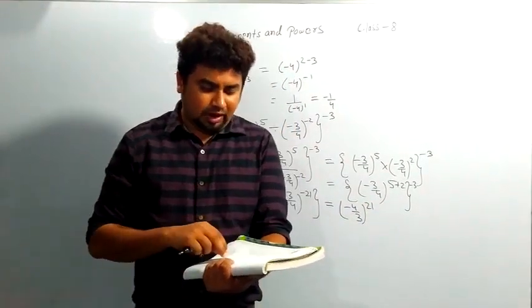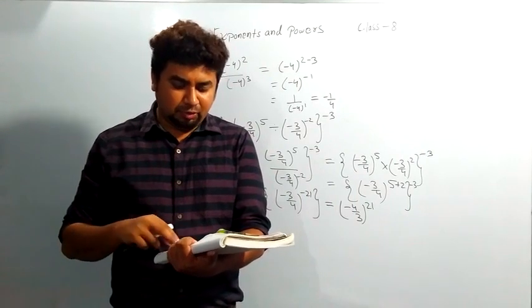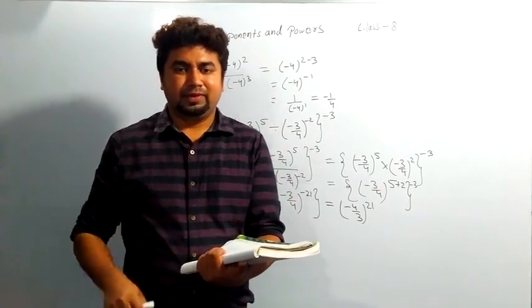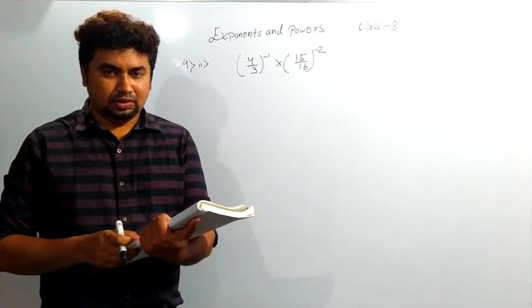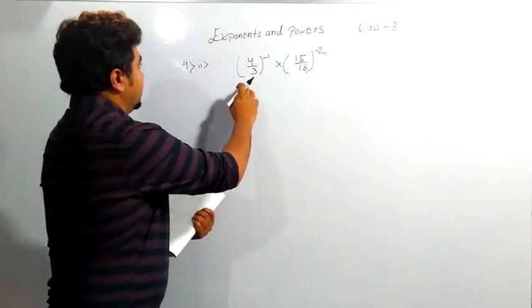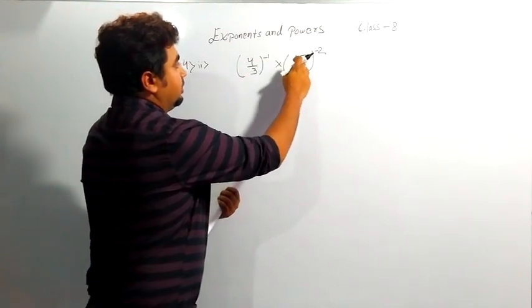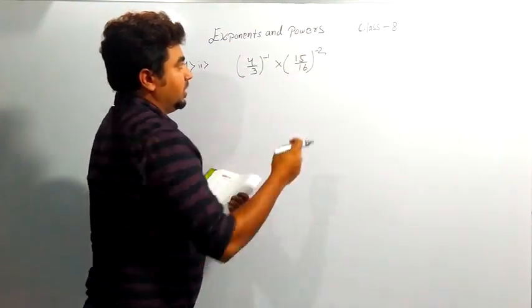Okay. So we have done up to question number 3. Now we'll be moving to question number 4, bit 2. In the question it is given 4 by 3 to power minus 1, 15 by 16 to power minus 2.